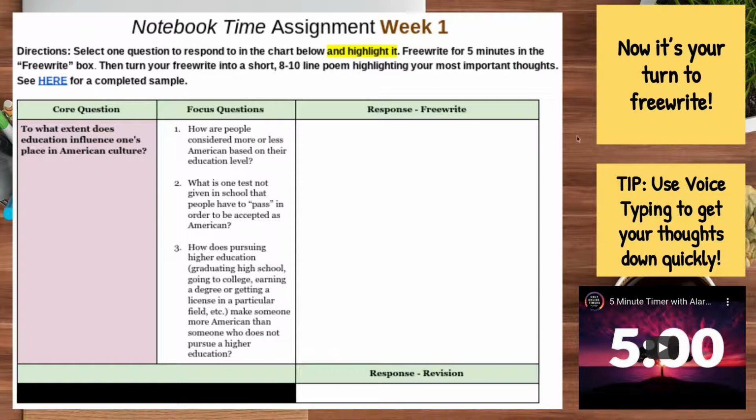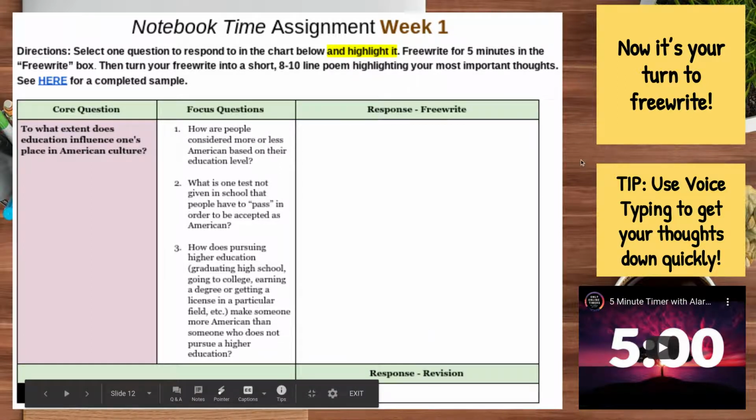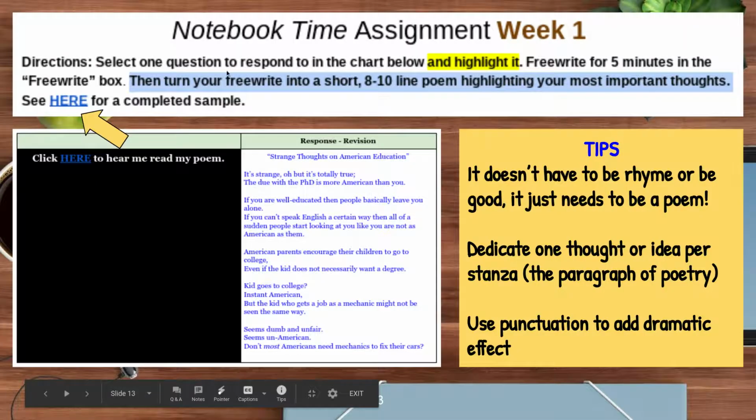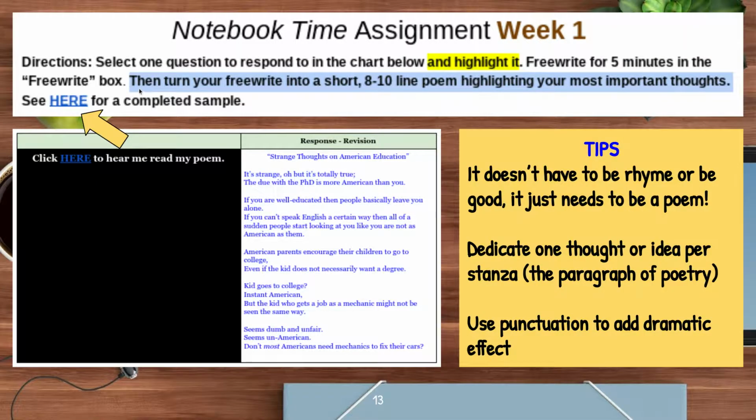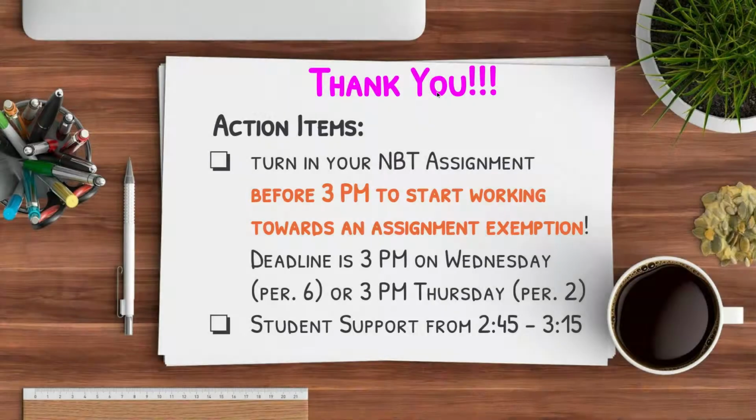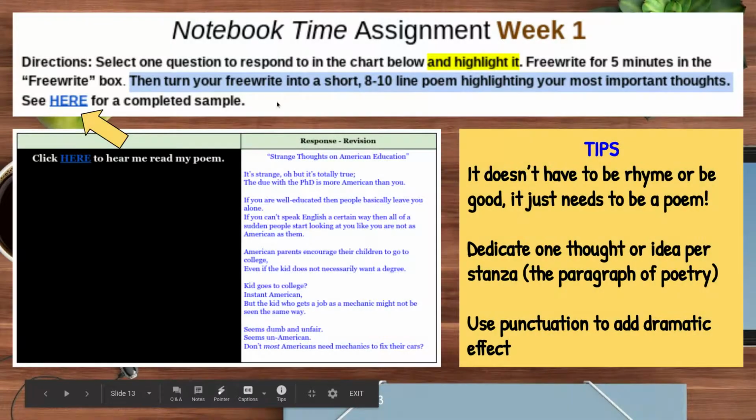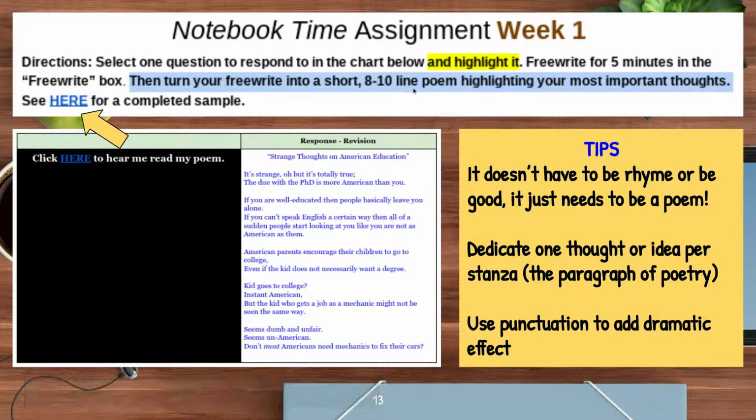Okay, so let's move on to the next part. Now that you've done your free write, the next part of the directions at the top says, then turn your free write into a short 8 to 10 line poem. Turn your free write into a short 8 to 10 line poem, highlighting your most important thoughts.